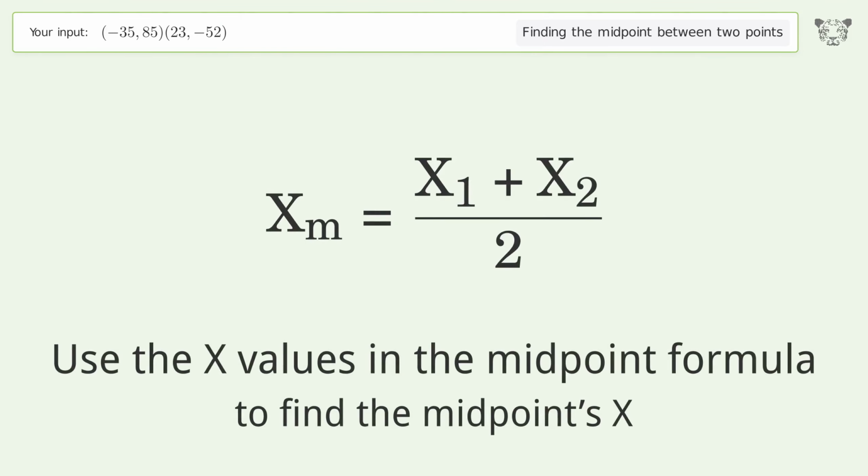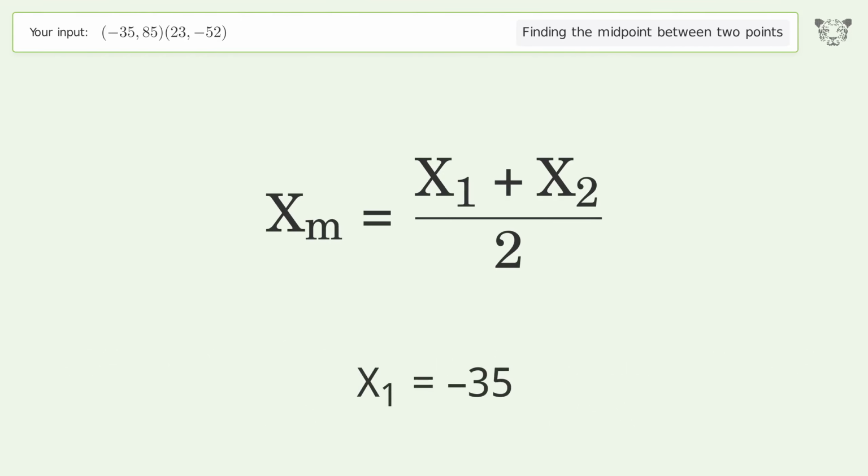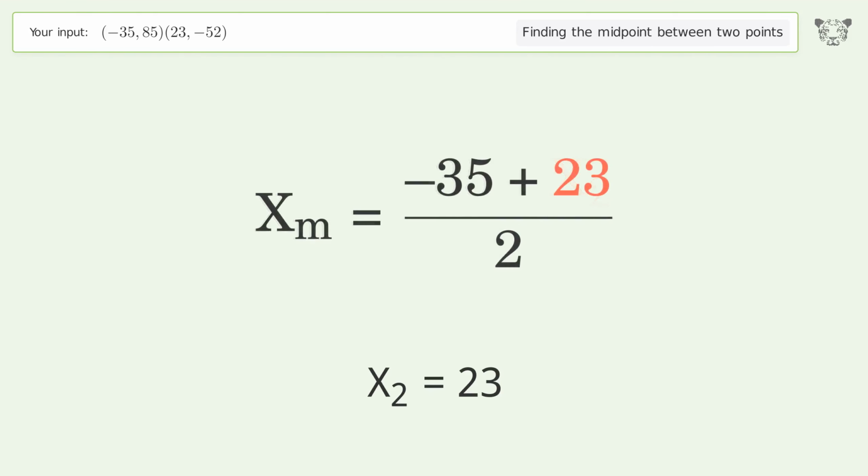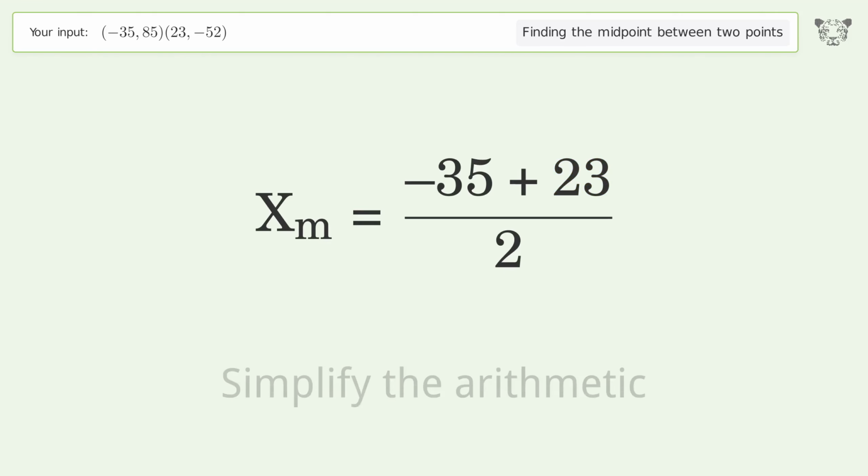Use the x values in the midpoint formula to find the midpoints x. x1 equals -35. x2 equals 23. Simplify the arithmetic.